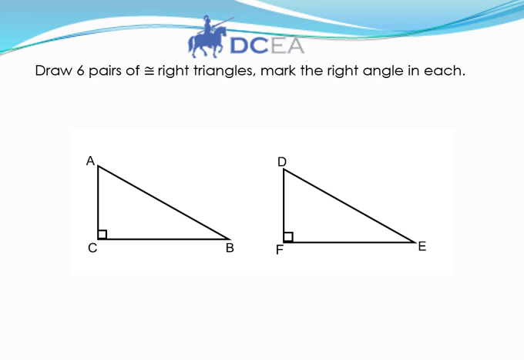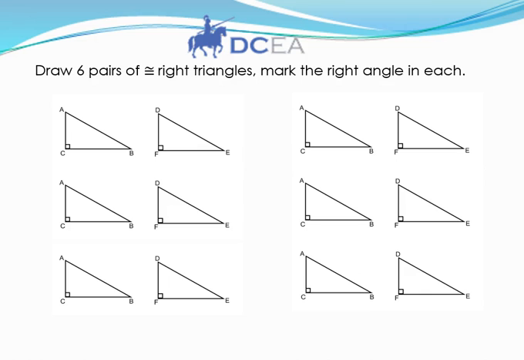So what I want you to do is take some paper out, and on one sheet of paper I want you to draw 6 pairs of congruent right triangles. Then I want you to put the right angle in each, so they should look just like these 2 triangles, and you need 6 pairs of them. So on your paper you'll have something that looks like this. You'll actually have 12 triangles. Yours can go vertically. So go ahead and pause the video and get that done, and then come back.